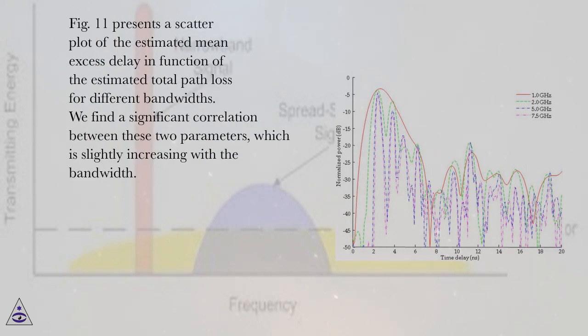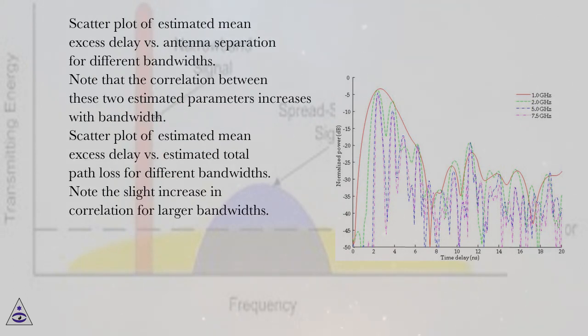Figure 11 presents a scatter plot of the estimated mean excess delay in function of the estimated total path loss for different bandwidths. We find a significant correlation between these two parameters, which is slightly increasing with the bandwidth. Scatter plot of estimated mean excess delay versus antenna separation for different bandwidths. Note that the correlation between these two estimated parameters increases with bandwidth.